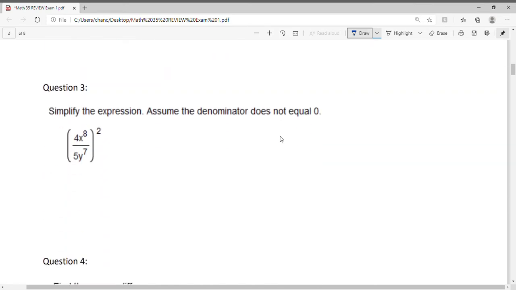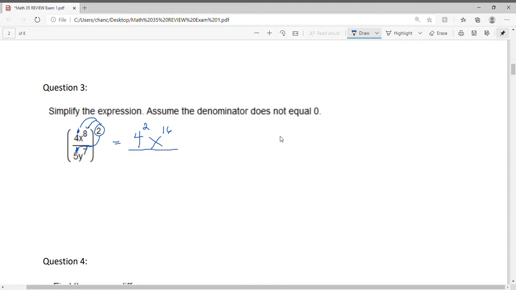Question number 3, let's simplify the expression. The first thing I want to do with these exponents is to distribute that 2 to the 8 and to the invisible exponent of the 4, which is a 1. We'll also distribute that 2 to the 5 and to the 7. Remember, this 5 has an invisible exponent of 1. So this is equivalent to 4 squared, because 1 times 2 is 2. And this is x to the 16th, because it's 2 times 8.